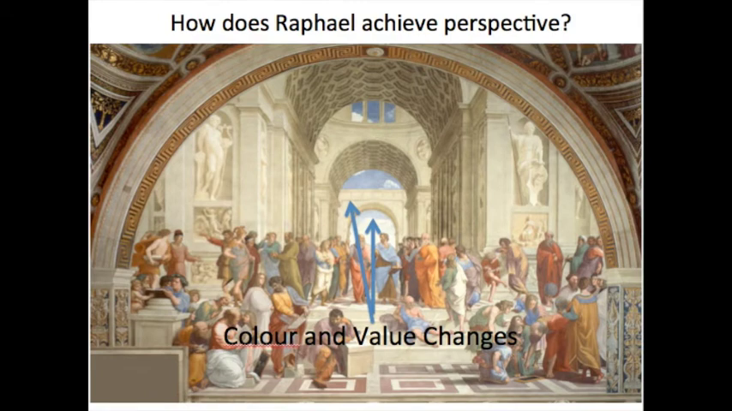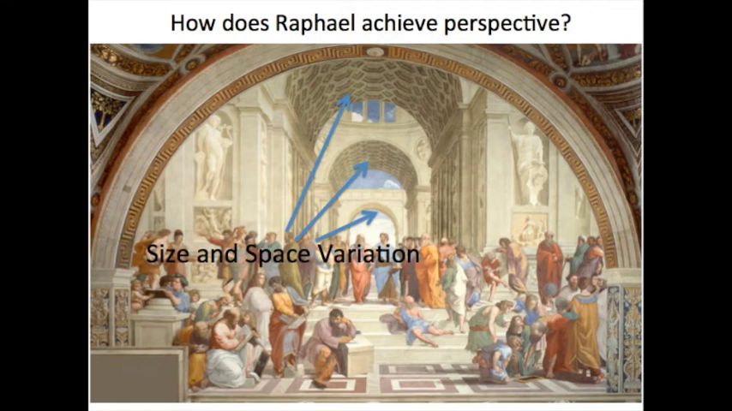There's one last way to achieve the illusion of perspective that Raphael shows us very clearly in this image. And this is the technique that we're going to be focusing on the most for this unit. And it's called size and space variation. Just like the colors get lighter as they move further away from the viewer, and the details get fuzzier, you can also notice that things get smaller and look like they're getting closer together as they get further away from the viewer.